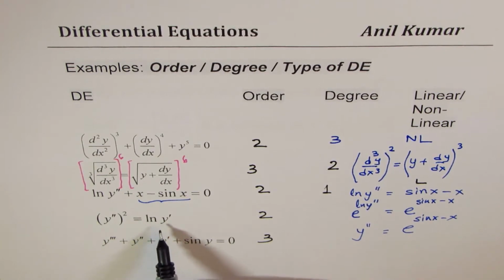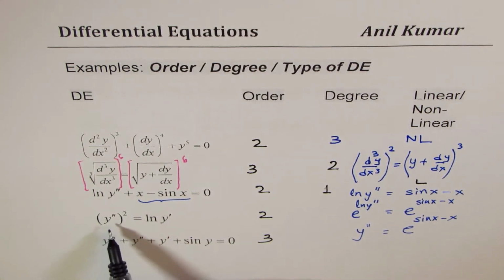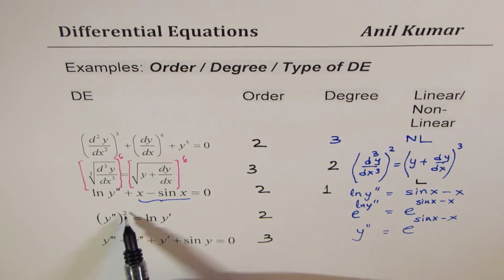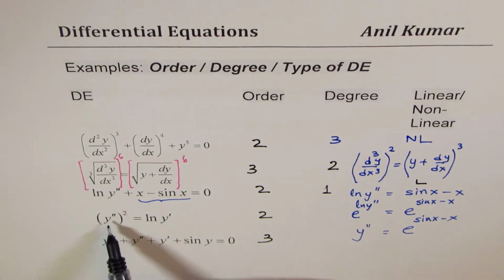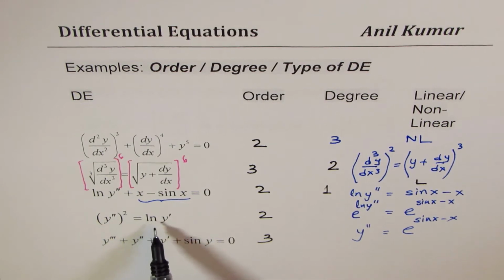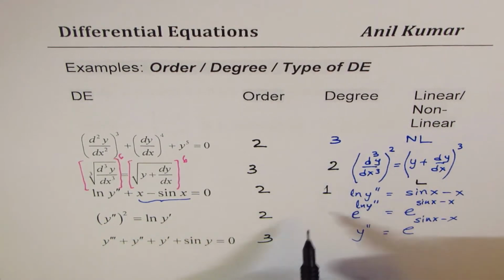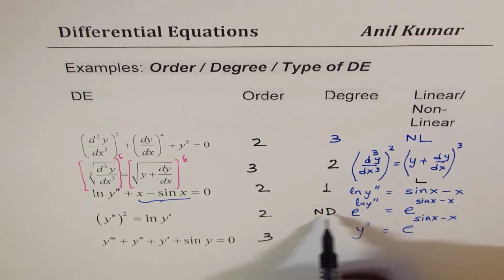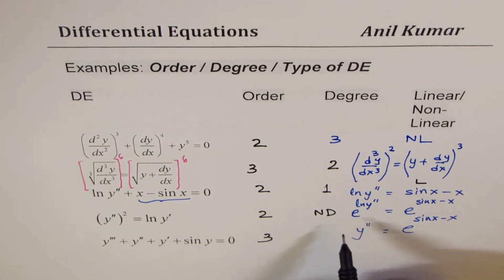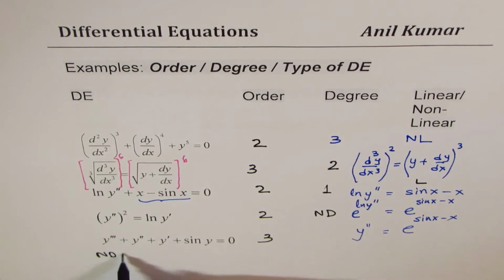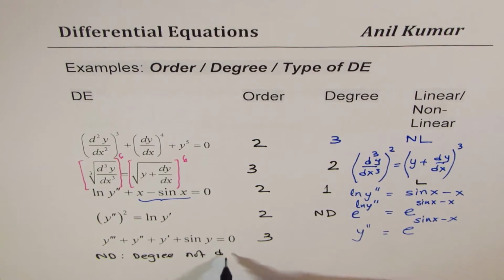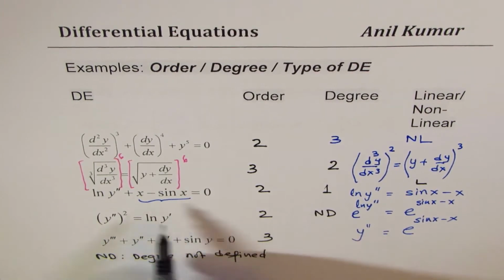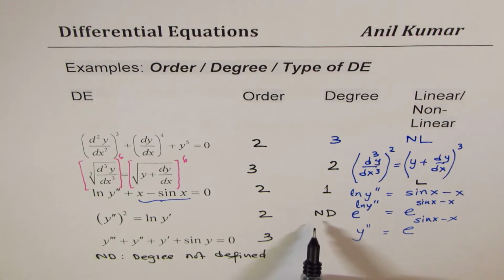Now let's look into the next example, which is order 2, second derivative squared, ln y. Now if I take e to the power of something, that term becomes e to the power of the second derivative. So I cannot rewrite this in polynomial form. And therefore, we say it is not defined. So in this case, it is not defined, right? So ND means degree not defined, okay? Since I cannot write this equation in polynomial form.